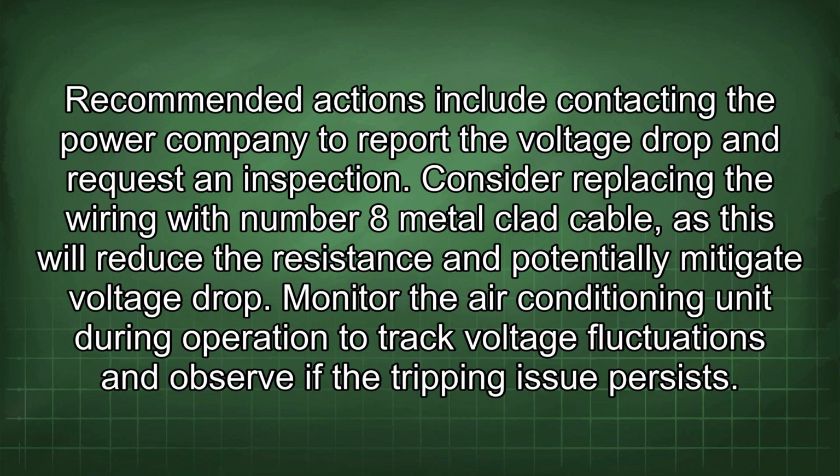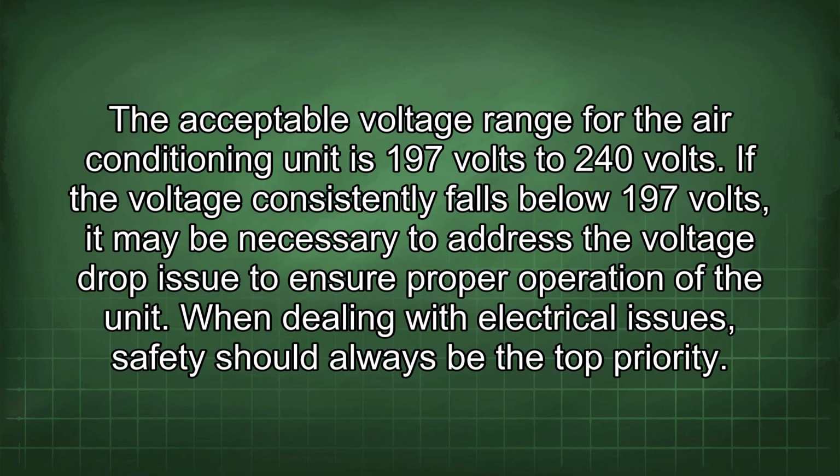Recommended actions include contacting the power company to report the voltage drop and request an inspection. Consider replacing the wiring with number 8 metal-clad cable, as this will reduce the resistance and potentially mitigate voltage drop. Monitor the air conditioning unit during operation to track voltage fluctuations and observe if the tripping issue persists. The acceptable voltage range for the air conditioning unit is 197 volts to 240 volts. If the voltage consistently falls below 197 volts, it may be necessary to address the voltage drop issue to ensure proper operation of the unit.